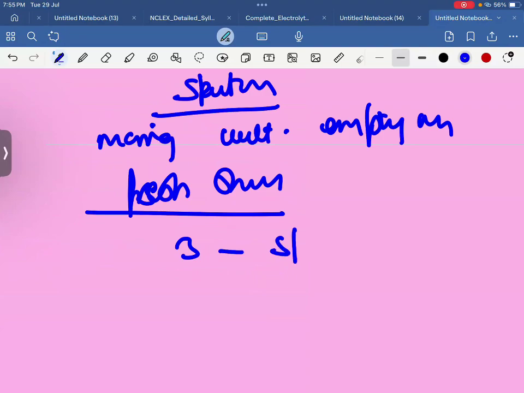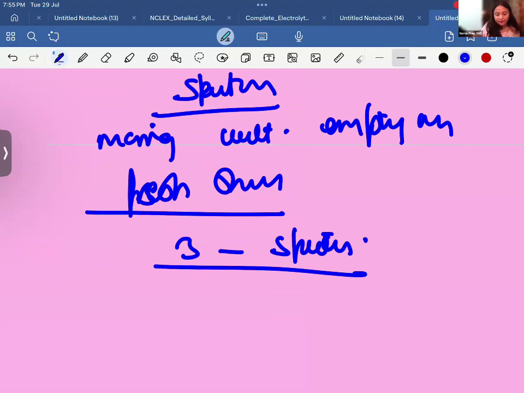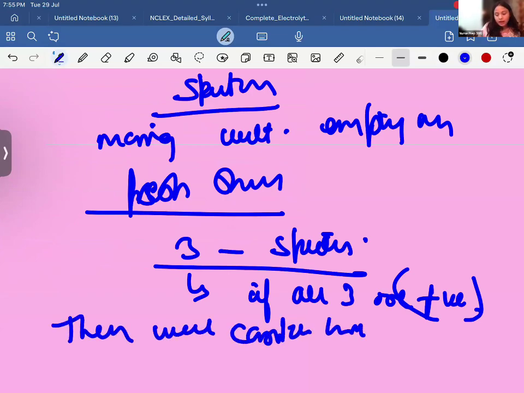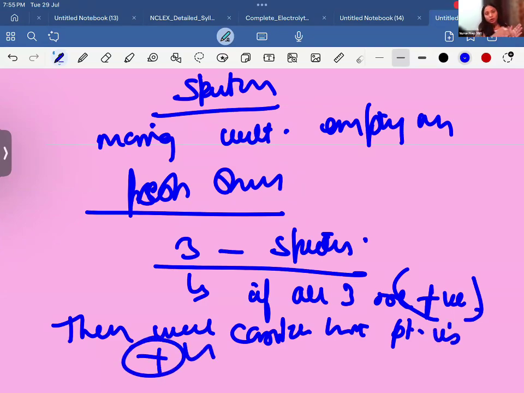Take three sputum samples on alternate days. If all three are positive, then we will consider the patient is positive. You have to take three consecutive samples, and if all three samples come out to be positive, then only are we going to consider the patient positive. Understood? Okay. Next.